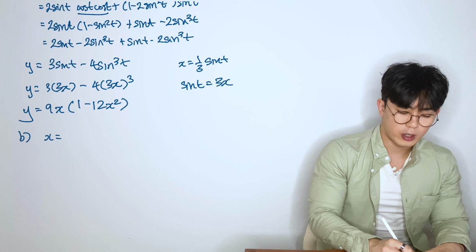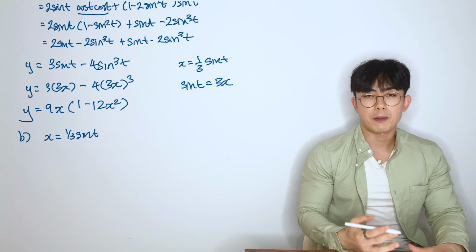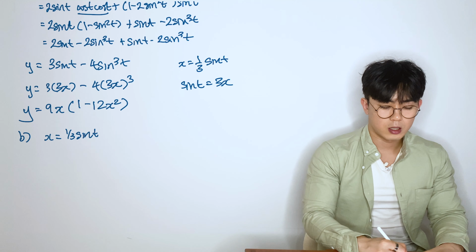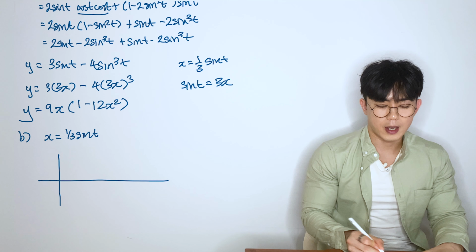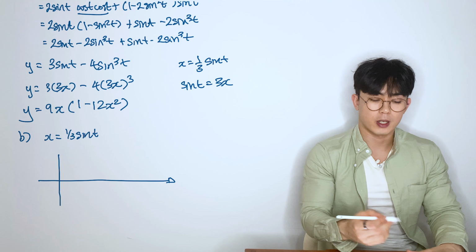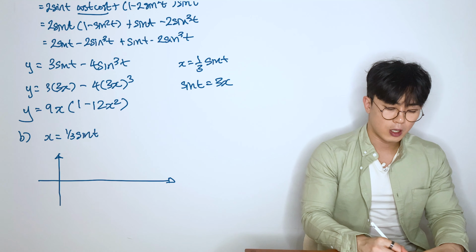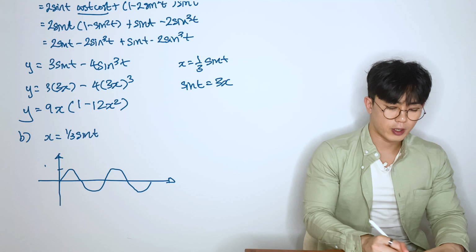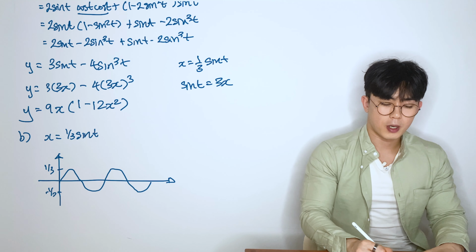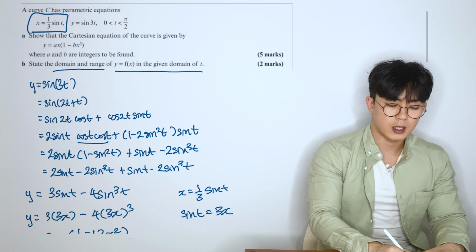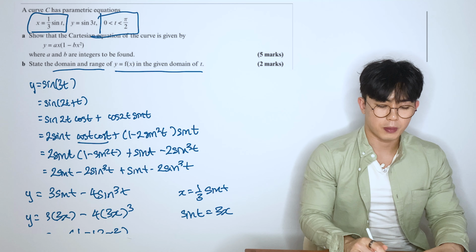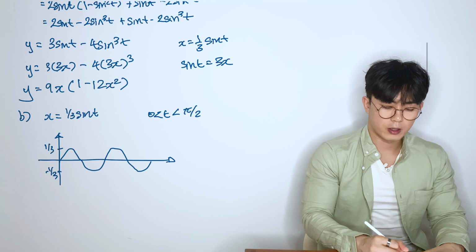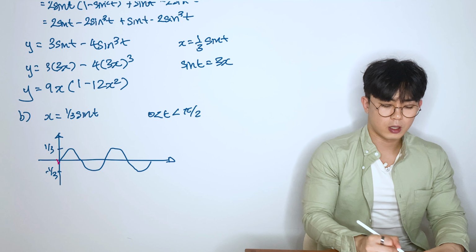So x is 1/3 sine t. Like before, it's best to just sketch it so you can visualize it. So we'll have, it's just a literal sine graph, but it's times 1/3, meaning the y values are multiplied by 1/3. So it's going to look something like this. We have 1/3, and this is negative 1/3. But we are given a certain domain for t. It says earlier that t is between 0 and pi/2. So we need to take this into account, because this is 0, this is pi/2.